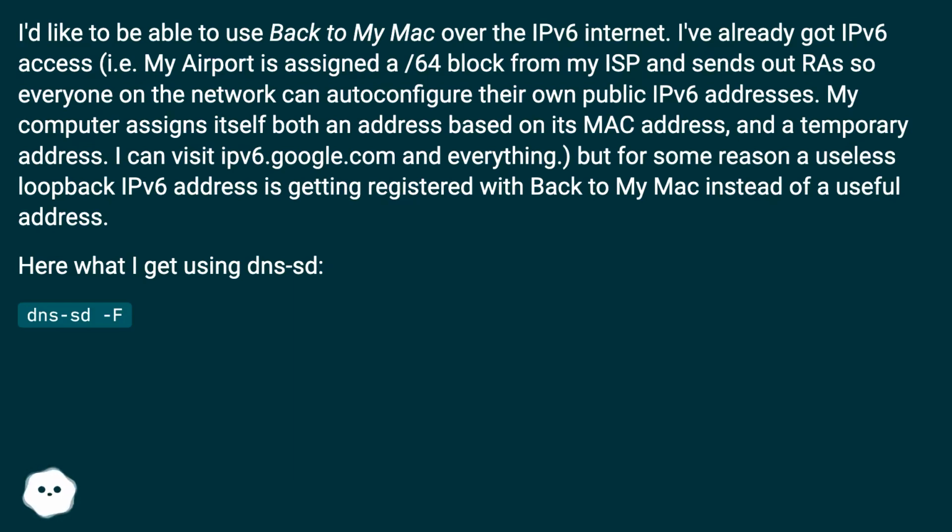My computer assigns itself both an address based on its MAC address, and a temporary address. I can visit ipv6.google.com and everything, but for some reason a useless loopback IPv6 address is getting registered with Back to my Mac instead of a useful address. Here's what I get using dns-sd. dns-sd -F.